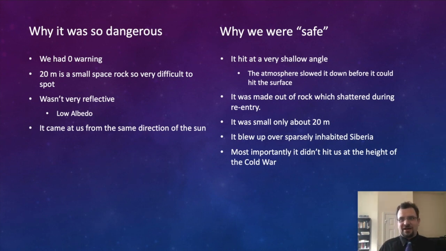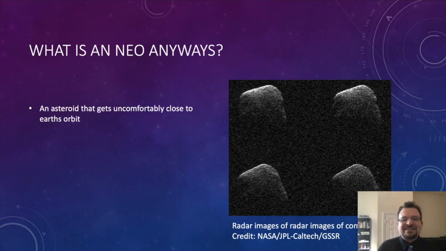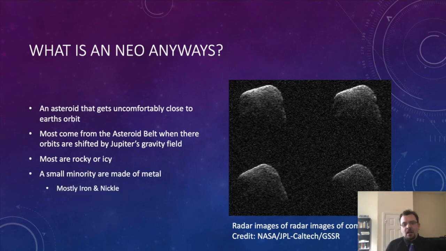Let's keep Fallout as a fictional video game. So what is a near-Earth object anyways? Well, it's basically an asteroid that gets uncomfortably close to Earth's orbit. Most of these come from the asteroid belt when their orbits are shifted a little bit by Jupiter's gravitational field. Most are rocky or icy, but a small minority are made out of metal, mostly nickel and iron.